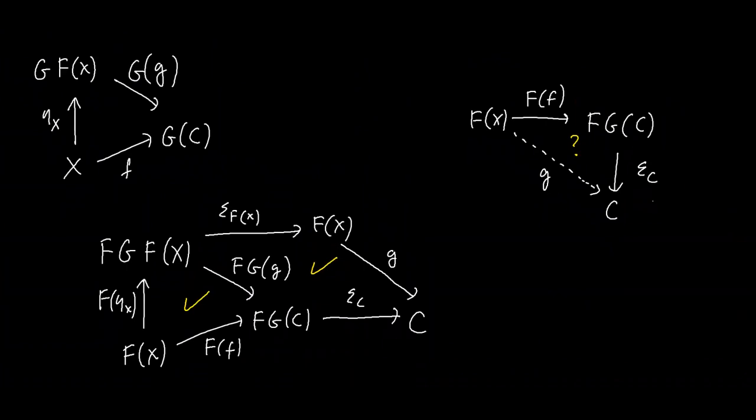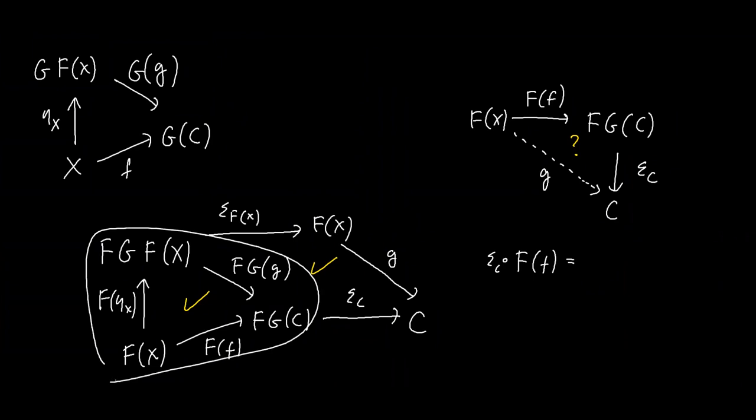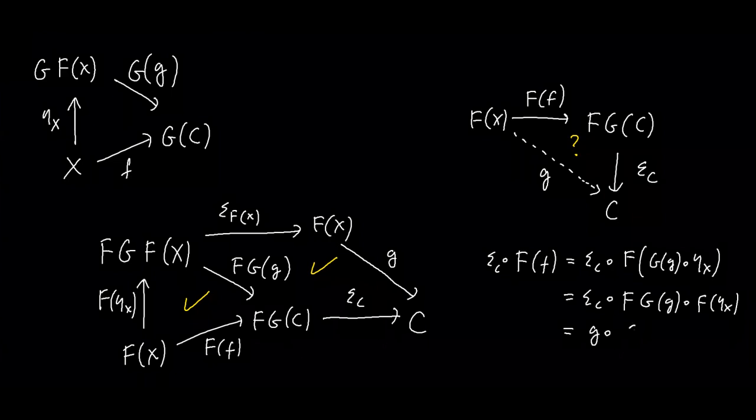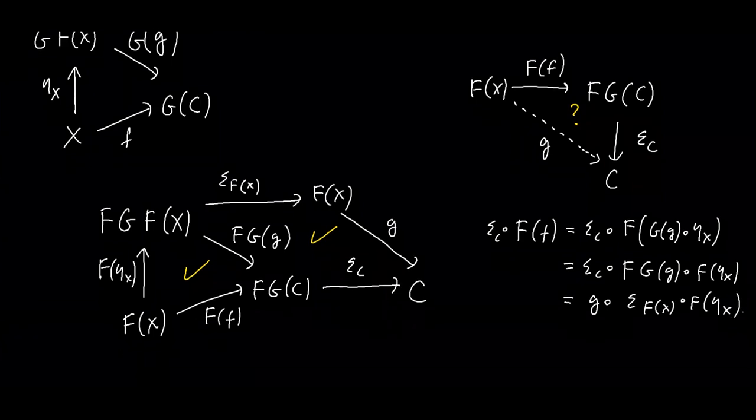So I wanted to prove G equals that composite, and I would go about it by taking this composite F of F eta of C equals, so then first we make use of this equality here, equals eta of C composed with, I make use of this equality first, composed with F of G of g composed with eta X, then I use functoriality of F to get to this, and then I use naturality of eta to get to this, and now the question is, why is this equal to g?